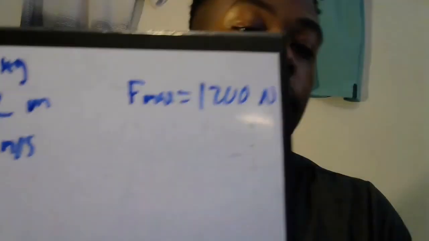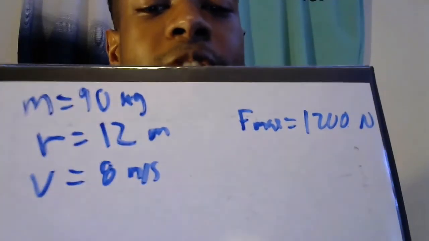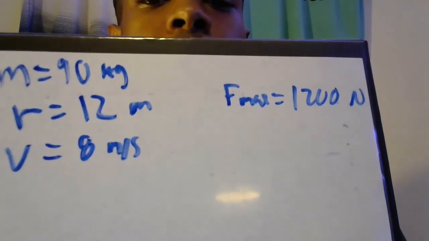And a little side note: we know the breaking strength of the vine is 1,200 newtons. So let's say that force max equals 1,200 newtons. How about that? So this is what I have. You should have something similar. Those are all of our variables.